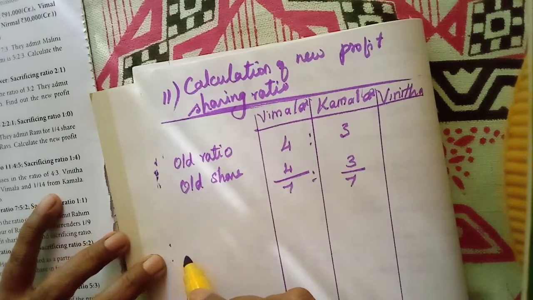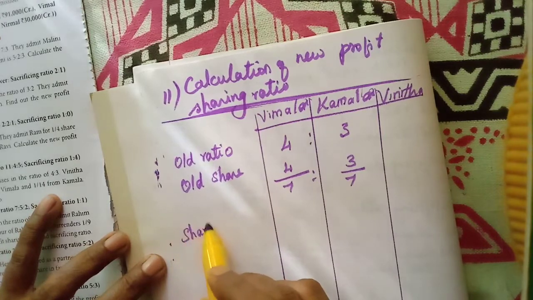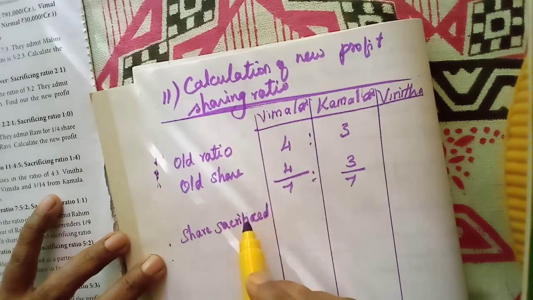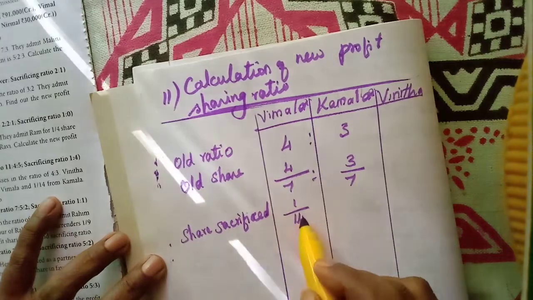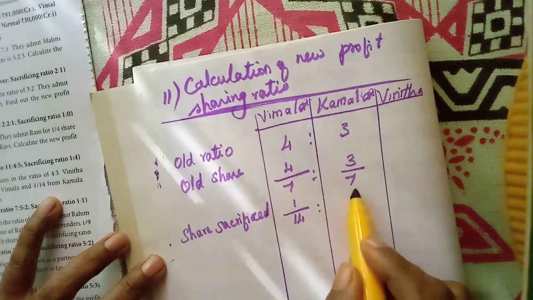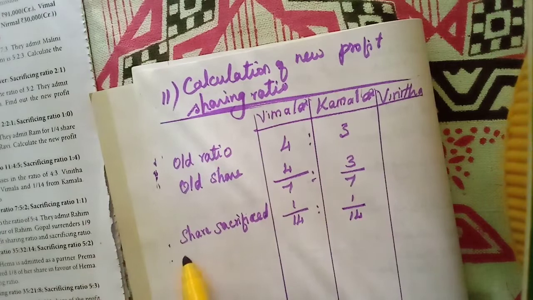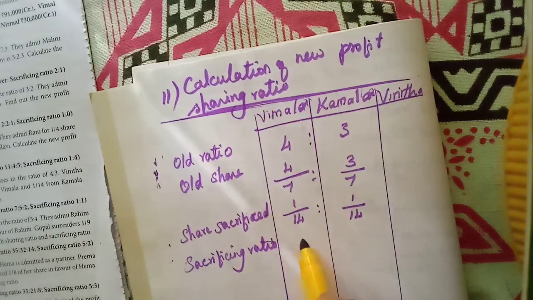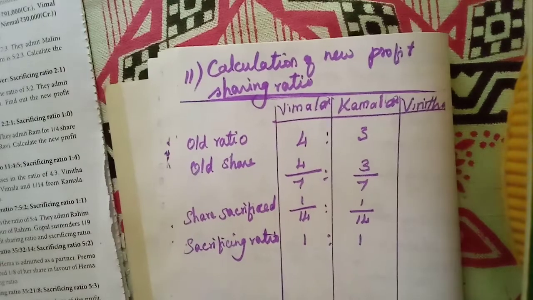Okay. Now share sacrificed. Share sacrificed 1/14 from Vimala and 1/14 from Kamala. Okay. So sacrificing ratio, 1 is to 1. Now we need to calculate the new share, isn't it?